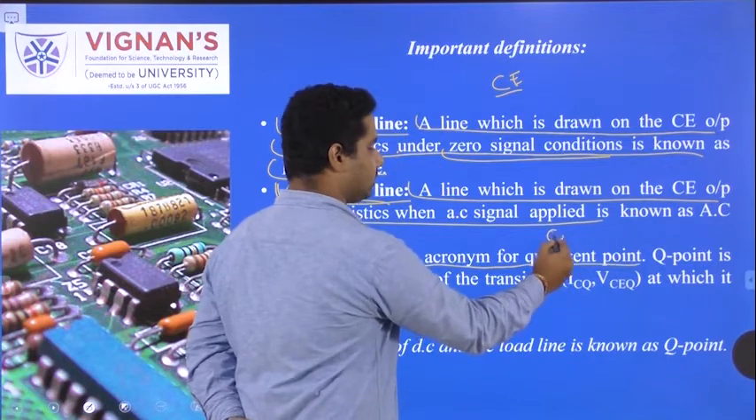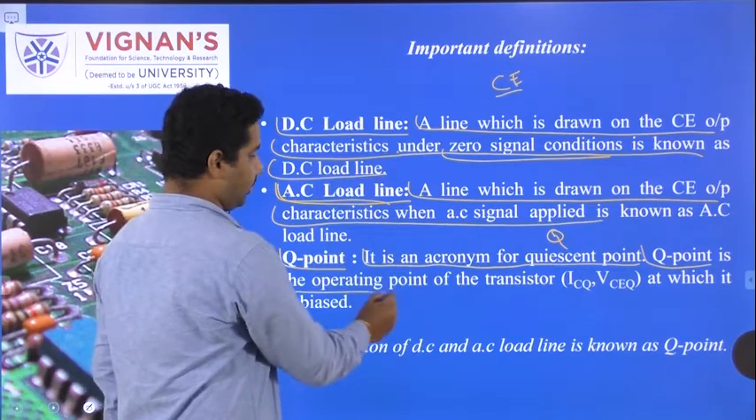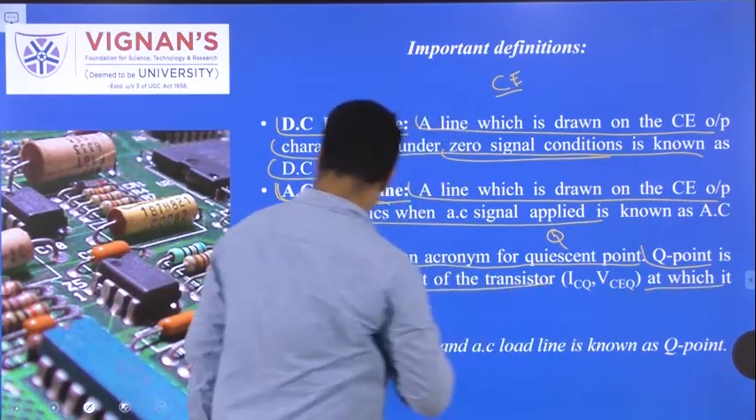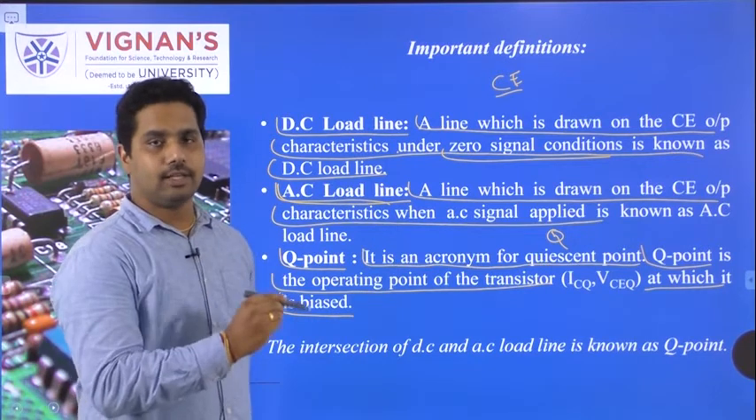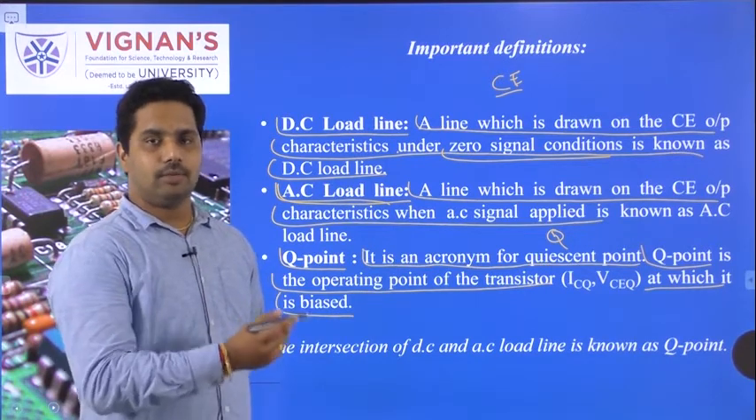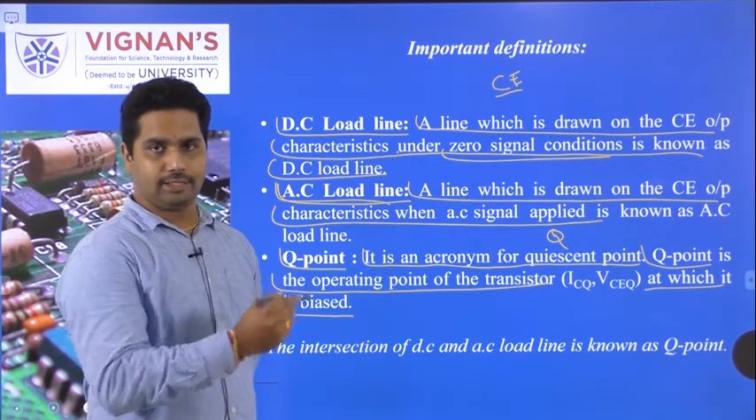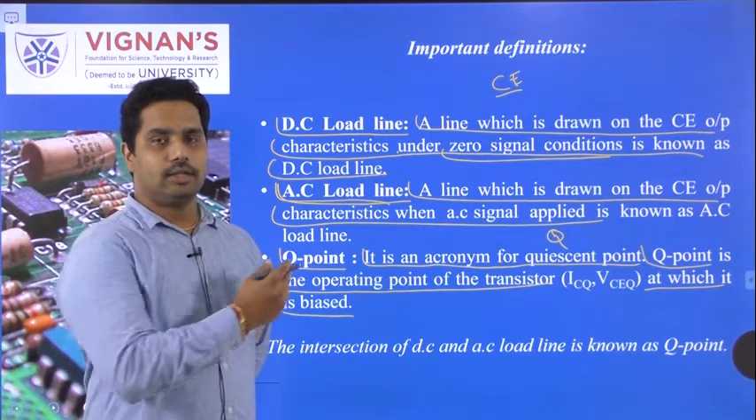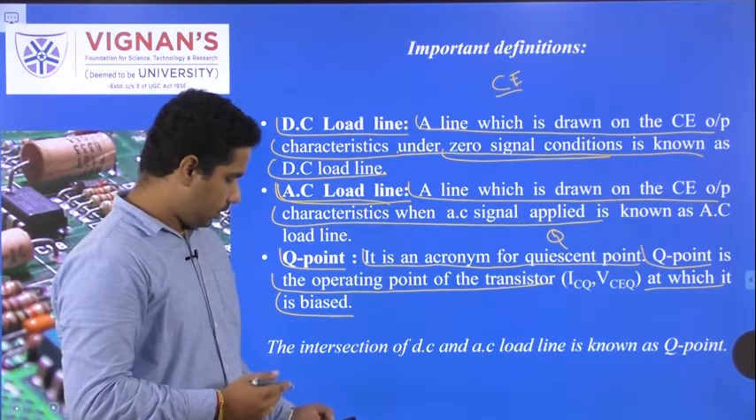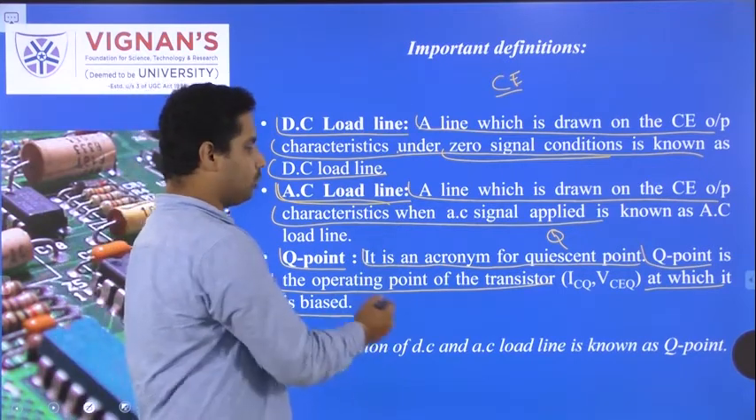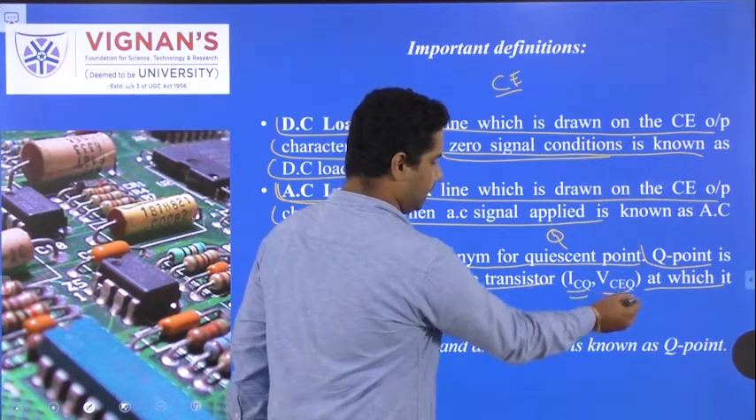Okay, similarly we will call it as what? Q point. And this Q point is the operating point of the transistor at which it is biased. By providing proper biasing only, we are fixing the Q point. And ideally we will say our Q point should be in the middle of the DC load line or AC load line. Okay, and when this condition is achieved, you will be getting what? Faithful amplification. And the coordinates for this Q point are given there, ICQ and VCEQ.